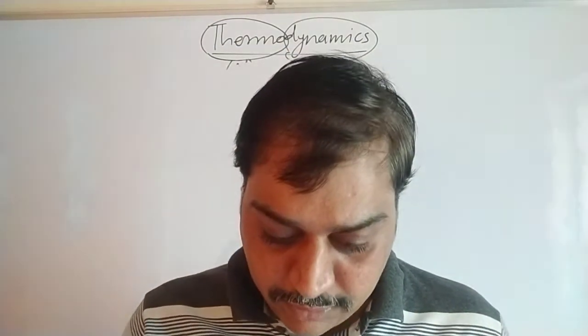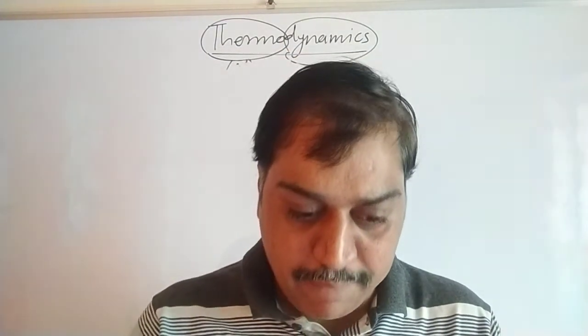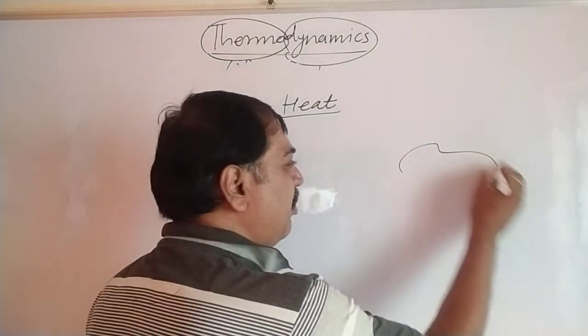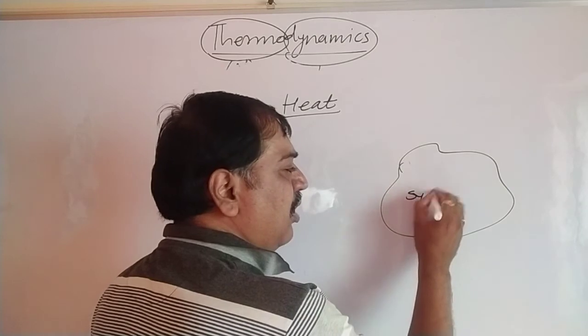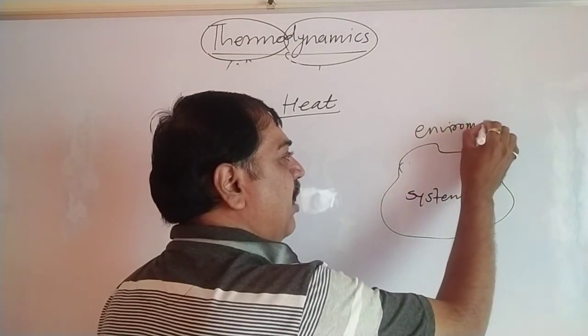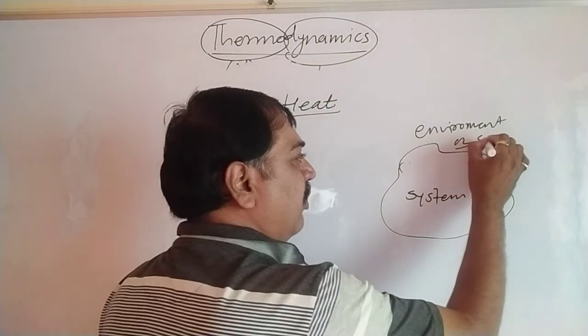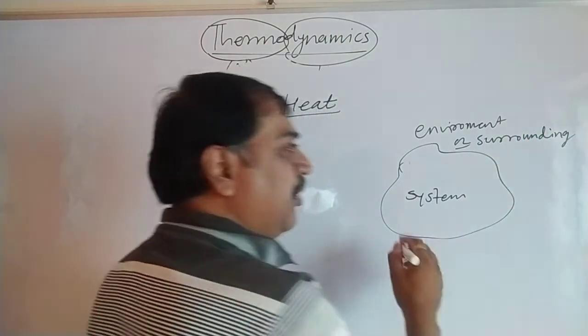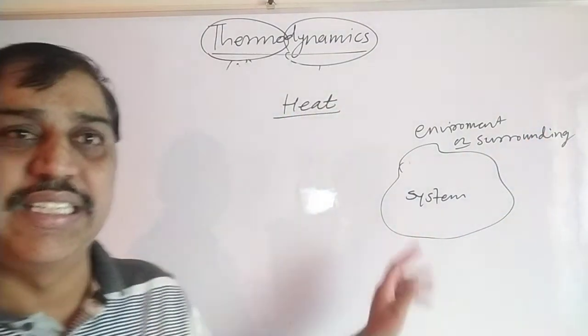So here, as we have learned, there are two things. One is said to be the system, and another is said to be the environment, or the surrounding. So these are the basic parts of thermodynamic processes: system and surrounding.